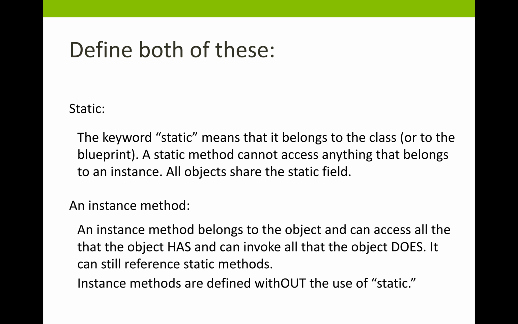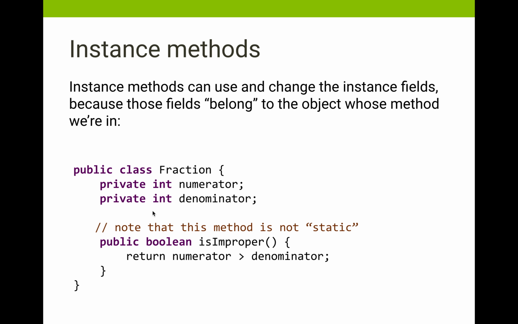All right, define both of these. Did you get it? Okay, the keyword static means it belongs to the class. The keyword instance means it belongs to the object. I'll let you read that on your own. Instance methods, they also belong to the object. Not only that, but instance methods that don't have static have access to all the instance fields.